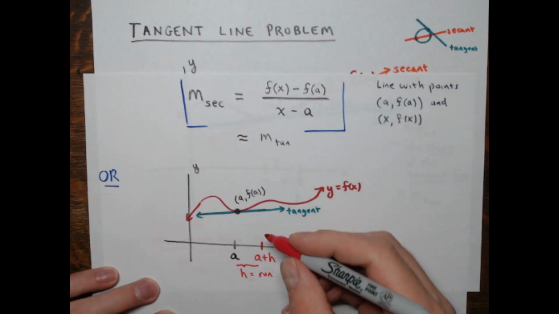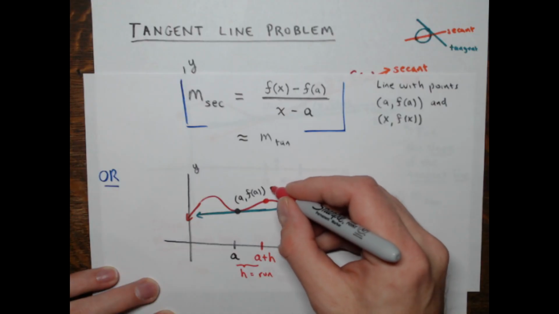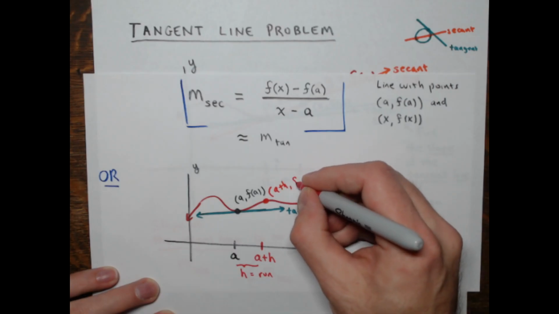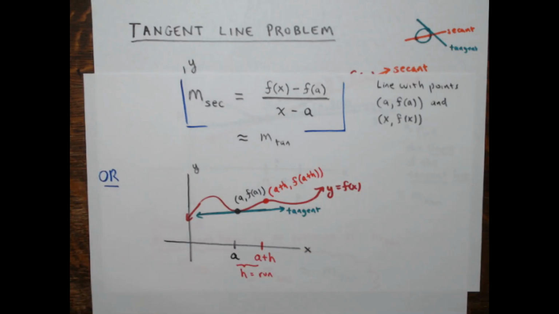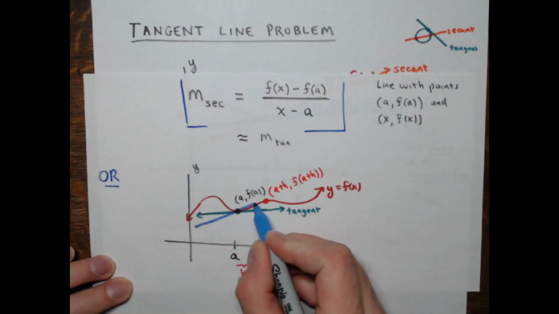I go to a plus h, plug that in, and I get another point on the curve with input a plus h, output f of a plus h, and then here's our secant line, again, going through this point and then this other point, right?